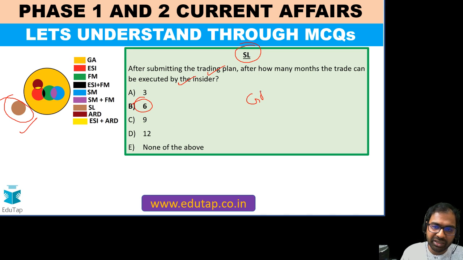Can this be asked in GA? Theoretically, yes. If we analyze the previous year papers, no. Theoretically, can it be asked in GA? Yes, it can be asked. But based on our very intensive analysis of previous year questions, such questions are never asked in GA. It can only be asked in security law. That is why security law has been kept outside, right? So this is a typical question of security law.